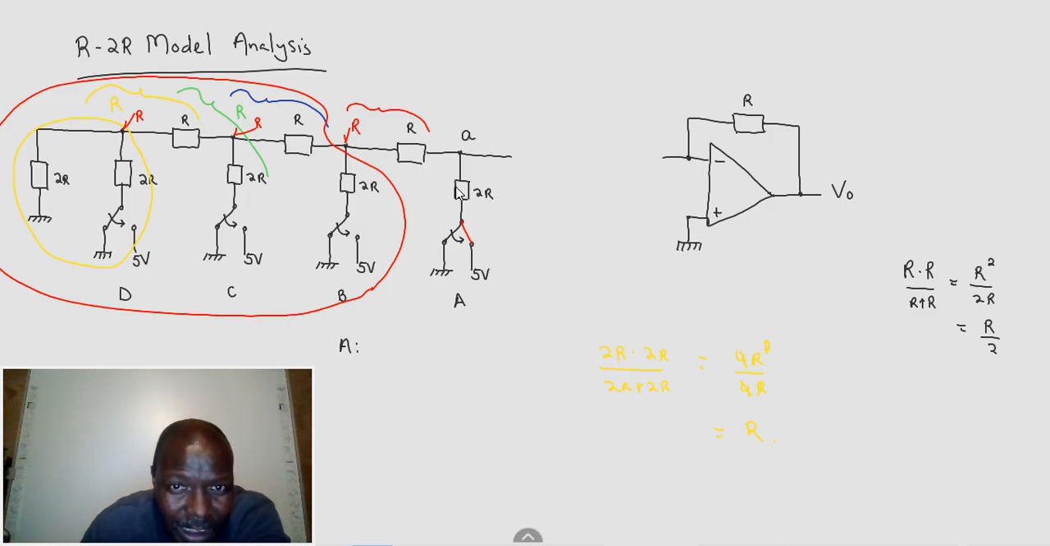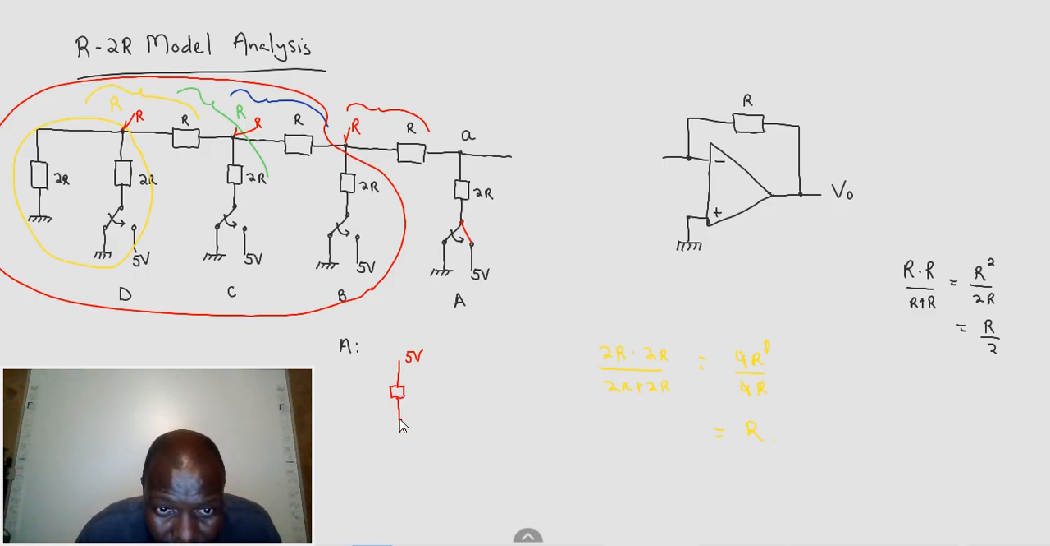So what does it mean? It looks like in this situation here, I'll redraw this circuit just for clarity. We have the 5-volt supply. What is it doing? It is going through 2R, and then going through point A.